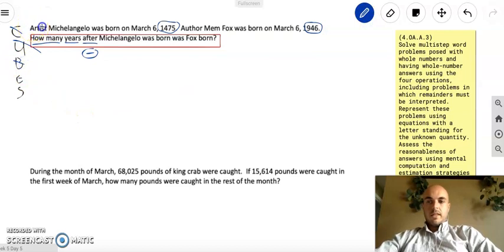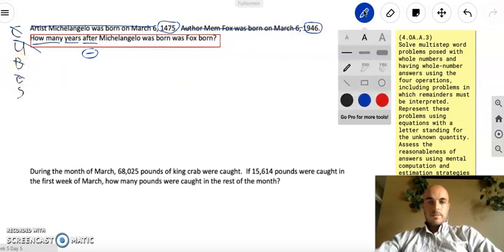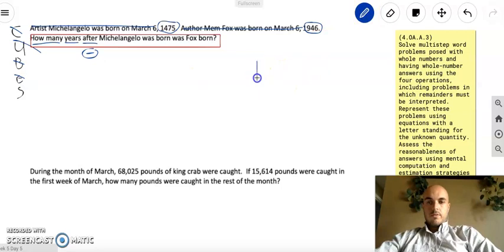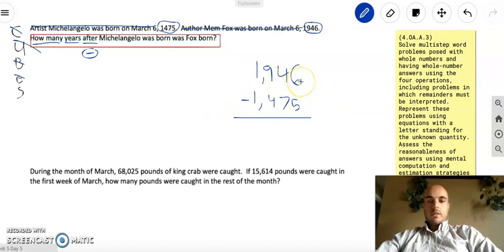Let's eliminate. Okay. Now let's solve. So I'm going to take 1,946, so the years at this point. I'm going to subtract 1,475. So notice that I'm putting the comma in here. When you do years, you don't ever put a comma, but because we're doing it in subtraction, I'm going to put the comma in. You wouldn't get this wrong if you didn't, just because we are dealing with years, but it just makes more sense for us who are still developing our numeracy skills to have those commas there.